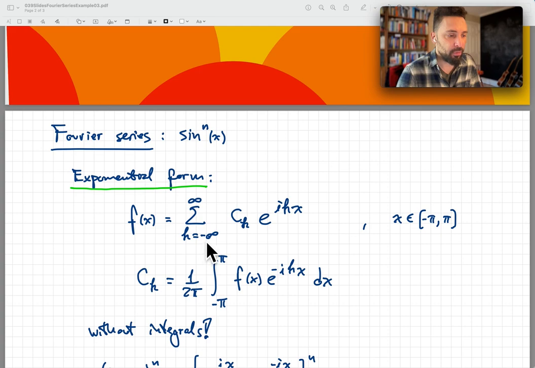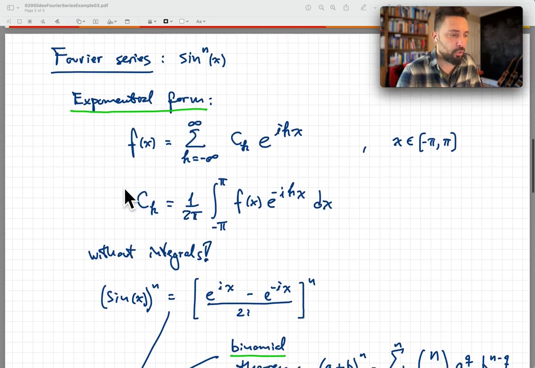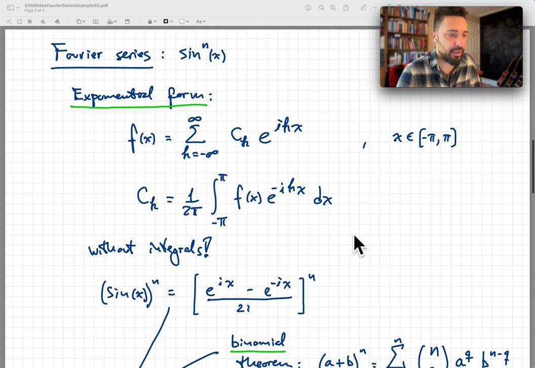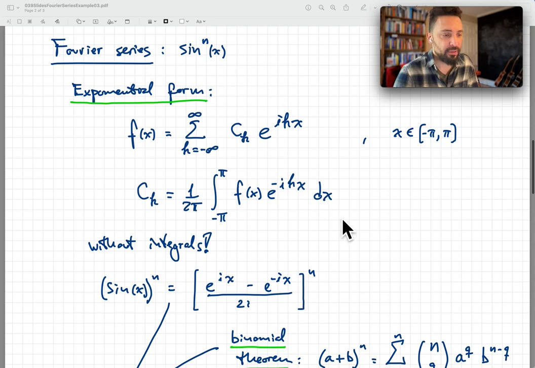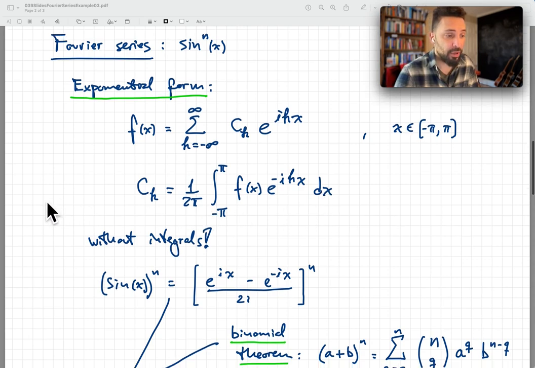So the sum from k equals minus infinity to infinity of some coefficient, which is our Fourier coefficient c sub k, e to the ikx. And normally these coefficients are calculated by this formula. c sub k is 1 over 2 pi, the integral between minus pi and pi, f of x e to the minus ikx dx. But in this case, we're going to do this without integrals.